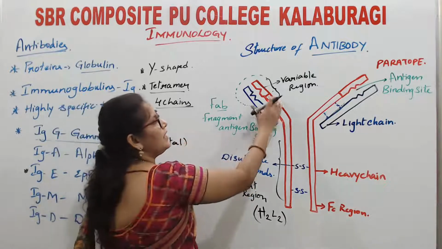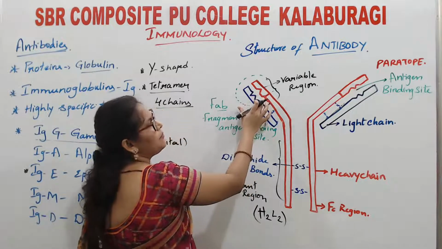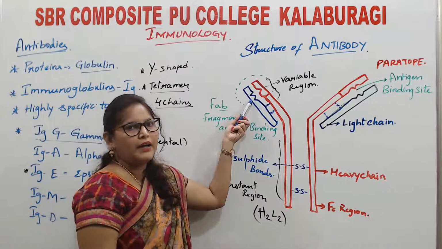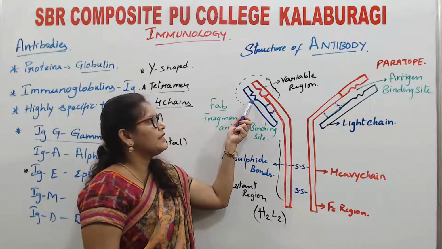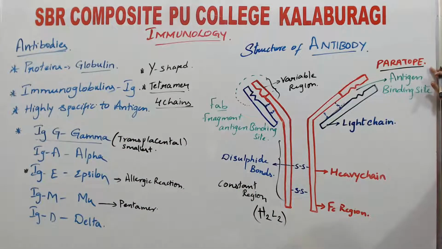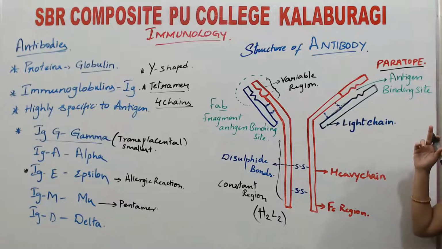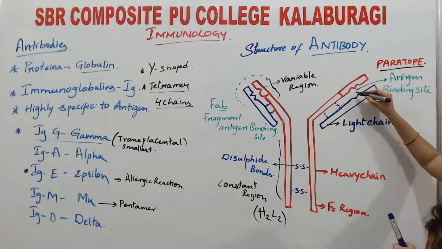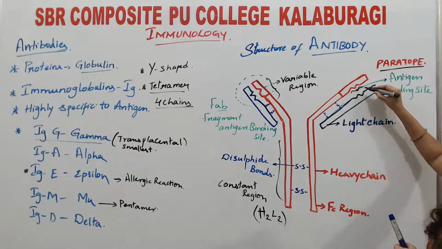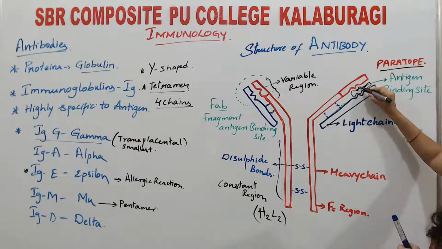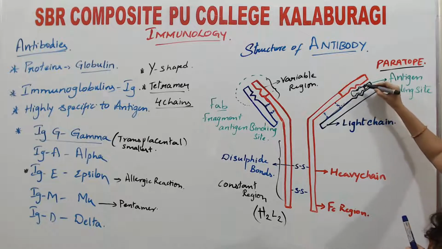In the variable side, there is a particular site for binding of the antigen. The site which helps in binding of the antigen to the antibody is known as the paratope. What is it called? Paratope. And the site which is present on the antigen is known as the epitope. For example, an antigen has come and it has bound here. Now it forms an antigen-antibody complex.